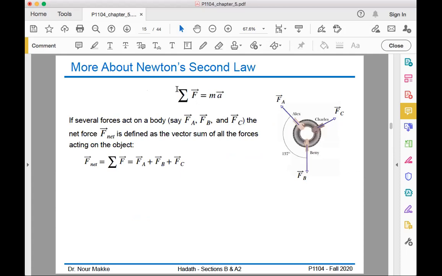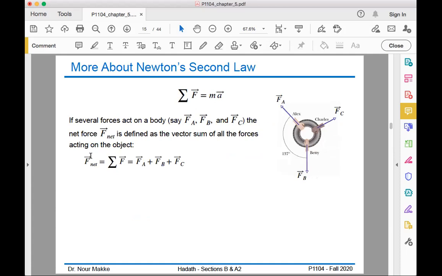More about Newton's second law. This sum of forces includes all the forces acting on a given object. Let's take this example. You have a given object here and you have three persons that are pulling this object. So we have three forces, Fa, Fc, and Fp.